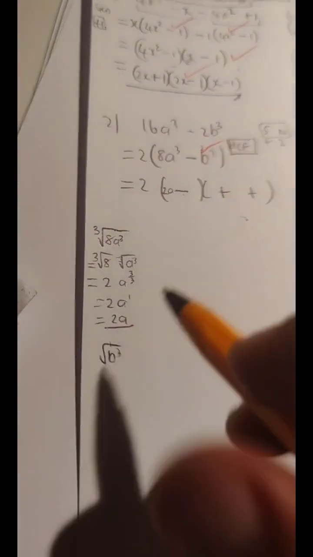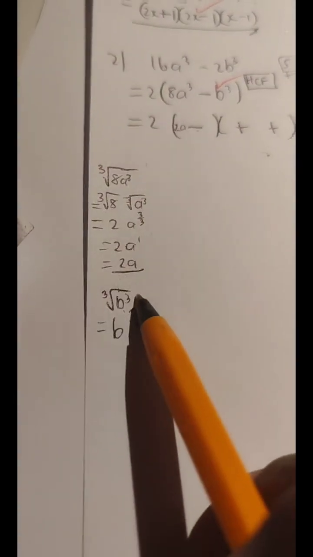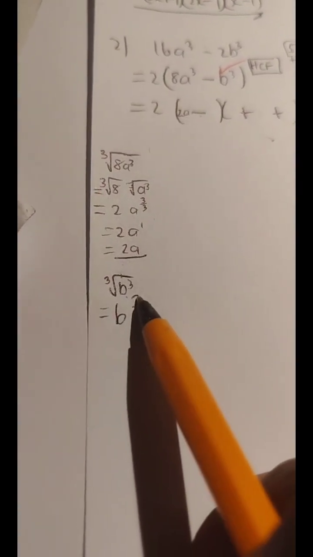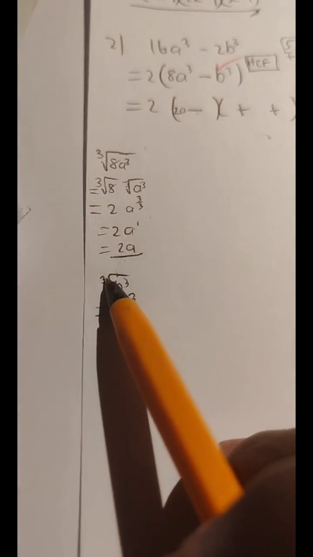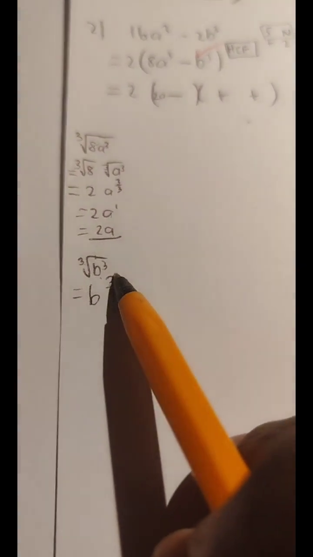Then now you are going to take the cube root of the second term. So you're going to say the cube root of b cubed. The cube root of b cubed, guys, is going to be b to the power 3 over 3. When you remove the cube root, this exponent 3 belongs in the numerator. This 3, that is the cube root 3, belongs in the denominator. Then you say 3 divided by 3. What is that? 3 divided by 3 gives you 1. So that's why you say the answer is b.